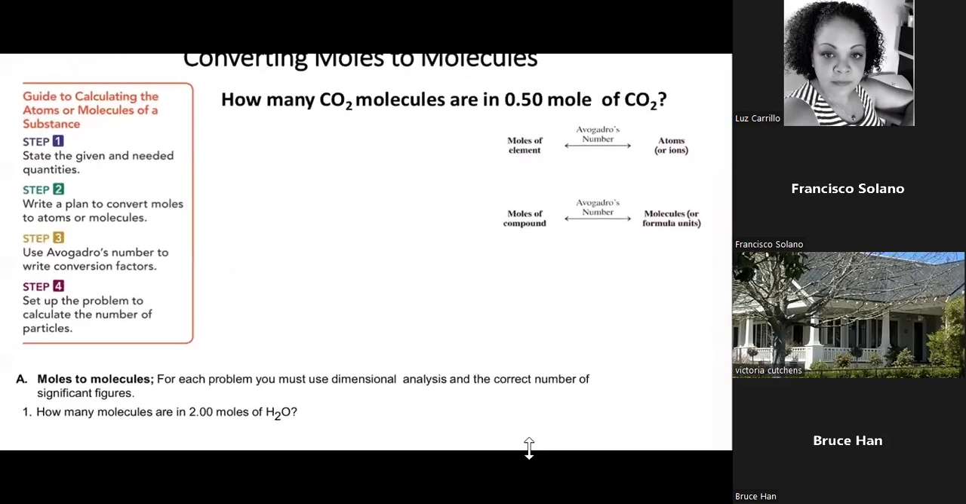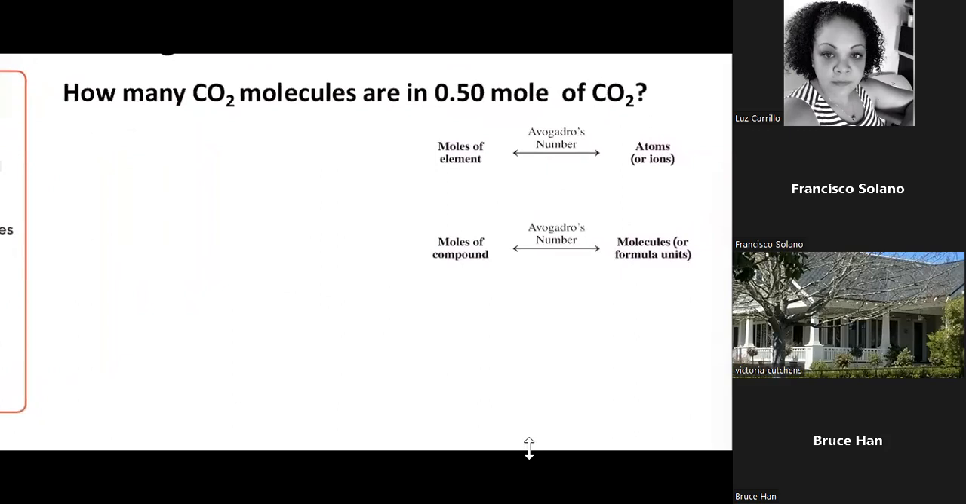So as I mentioned to you guys, and you will see in the in-class worksheet for chapter 7, we are going to have conversions, okay, between moles of element to atoms of that element and vice versa. That's why you have the double-headed arrow. Or if you have moles of compounds and molecules of that compound. Now, what is CO2? Is it an element or a compound? What is CO2? Excellent, it's a compound.